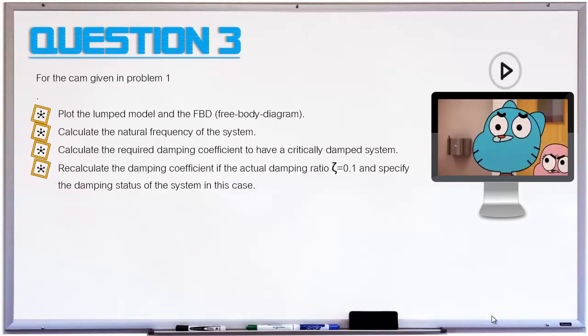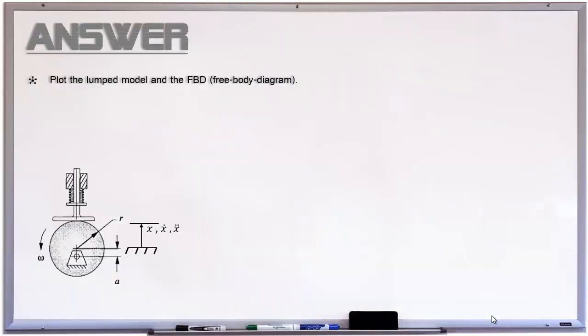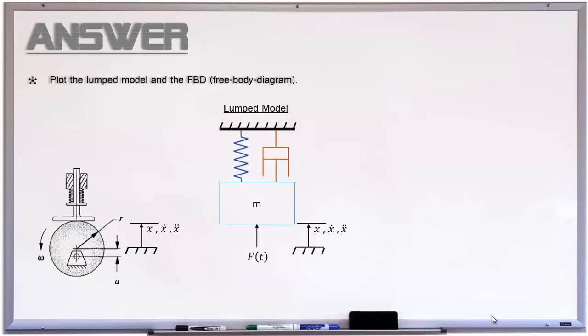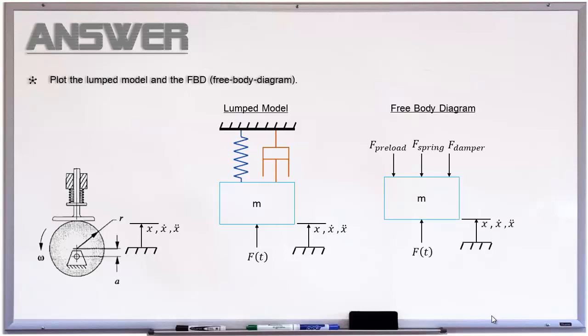Not literally. Okay, the first requirement asks about plotting the lump model, and in this case the lump model is just a concentrated mass M attached to a spring and a damper. We have a contact force f of t in the direction shown in the figure. We have a reference datum where we can calculate our displacement, velocity, and acceleration. And for the free body diagram, we have the following forces as shown.